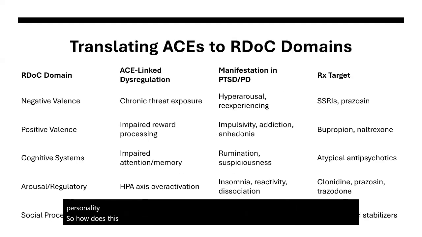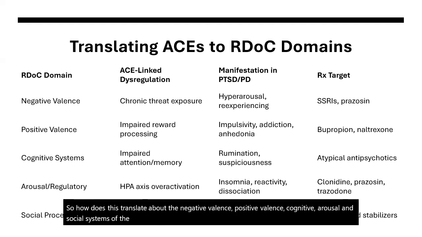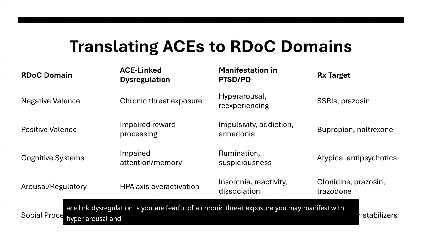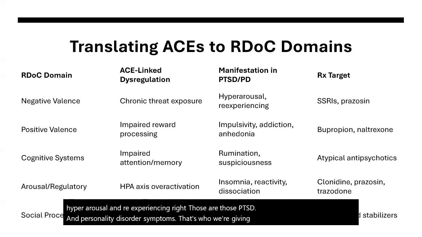Well, you know about the negative valence, positive valence, cognitive, arousal, and social systems of the RDoC domain. So if you were having negative valence symptoms, this ACE-linked dysregulation is you are fearful of a chronic threat exposure. You may manifest with hyperarousal and re-experiencing, right? Those are those PTSD and personality disorder symptoms. That's who we're giving SSRIs and prazosin to, those negative valence symptoms.